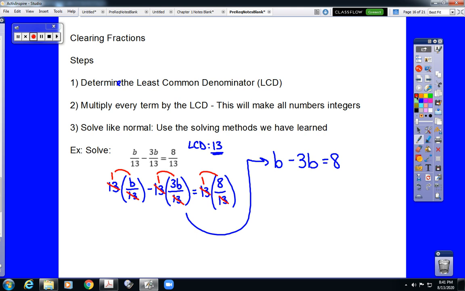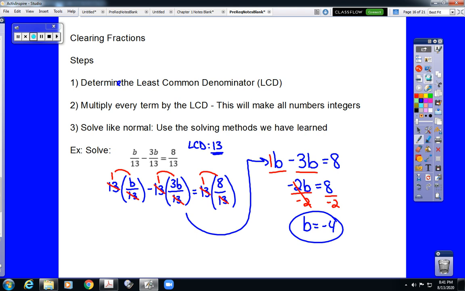From there, we're treating this like any other linear equation. There are no parentheses. We're not going to see that till later in the lesson. So we don't need to distribute. We move to combine like terms. We have a 1b and a negative 3b. So we add those together. That's negative 2b equals 8. And then we divide by negative 2 to get b by itself, giving us our answer, b equals negative 4.